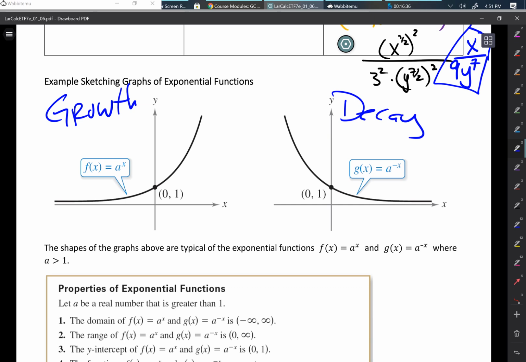What drives this? Well, if that a is a number greater than 1, it's all about the exponent. If the exponent is positive, then it's a growth situation. If the exponent is negative, it's decay.